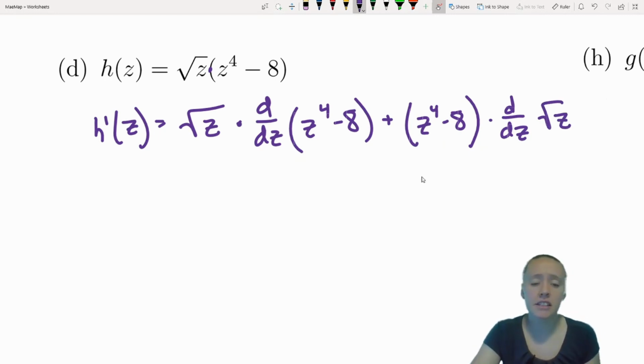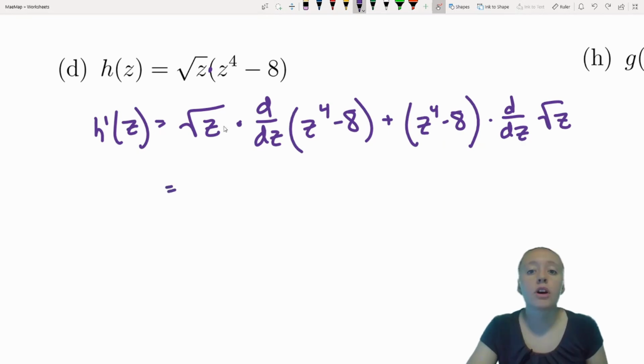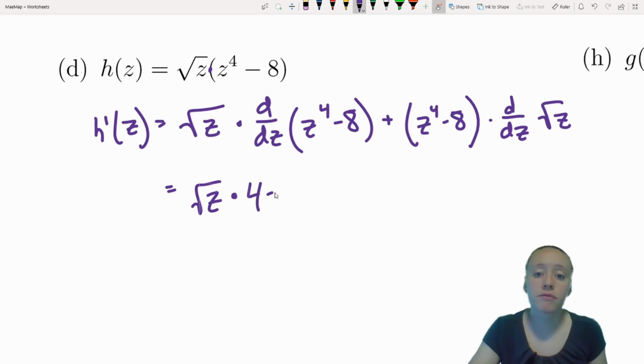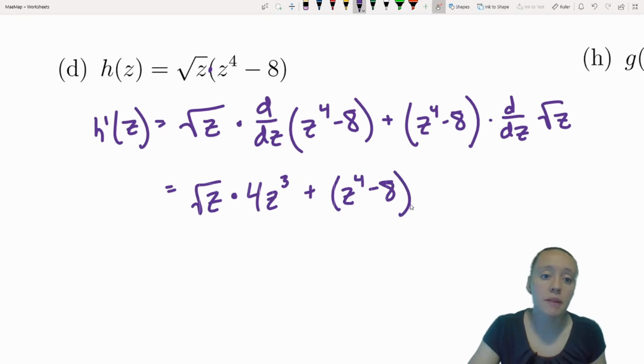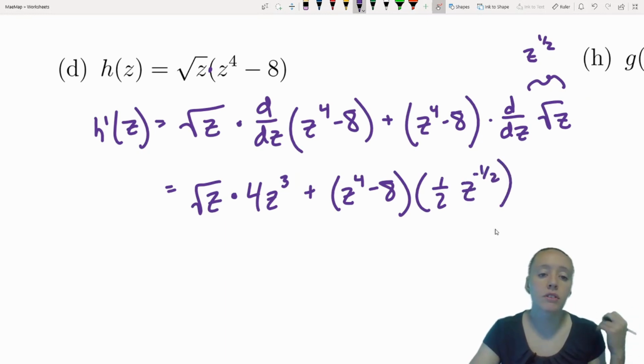And actually in this case, I don't think there's any chain rule even involved. So we're going to take the square root of z and multiply it by the derivative of z to the 4th minus 8, which is going to be 4z cubed, and then we'll add that to z to the 4th minus 8 times the derivative of z to the 1/2, because the square root of z is z to the 1/2, so that'll be times 1/2 z to the negative 1/2, or 1 over 2 times the square root of z if you don't want that negative exponent.